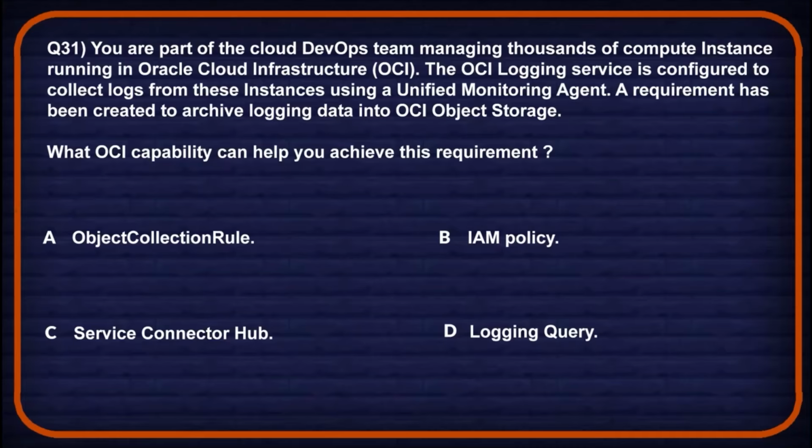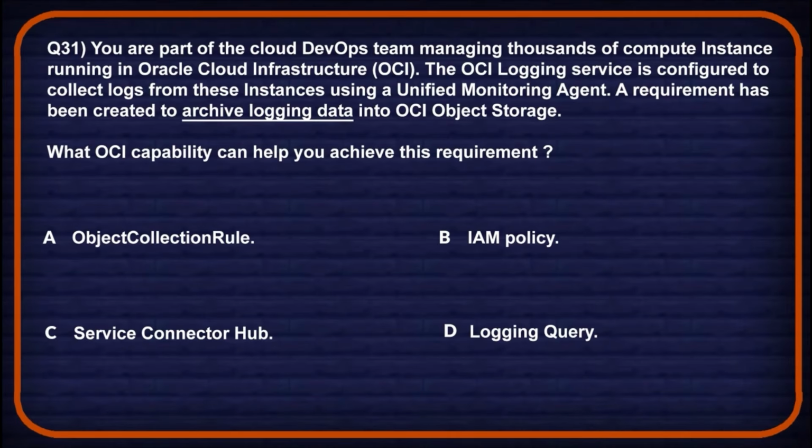Okay, let's look into question number 31. You are a part of a cloud DevOps team managing thousands of compute instances running in Oracle Cloud Infrastructure. The OCI logging service is configured to collect logs from this instance using a unified monitoring agent. A requirement has been created to achieve logging data into OCI object storage. What OCI capability can help you to achieve this requirement?